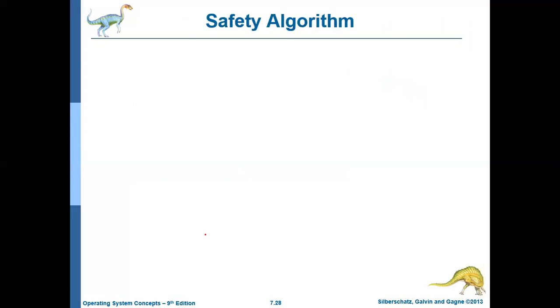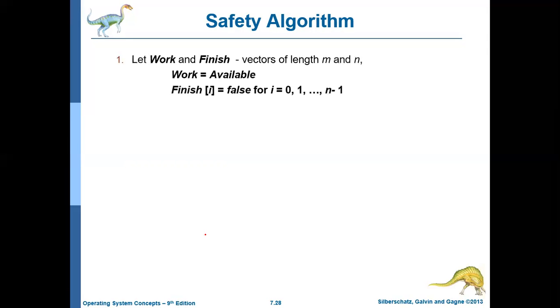So these are the data structures that are used in Banker's algorithm. With this knowledge, let us try to understand the Banker's algorithm. Banker's algorithm is basically given by two algorithms. One is a safety algorithm and the other one is a resource request algorithm. So first let us discuss the safety algorithm. In the safety algorithm, we use two vectors. These are work and finish, and these vectors are of length m and n.